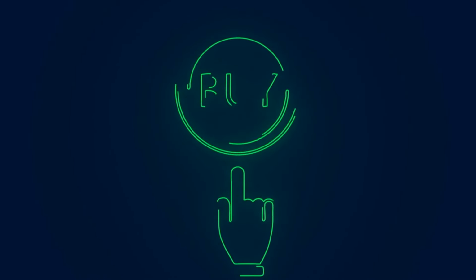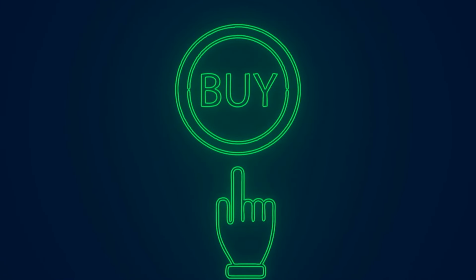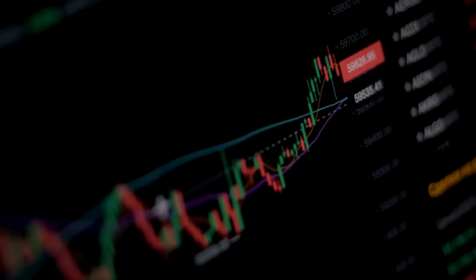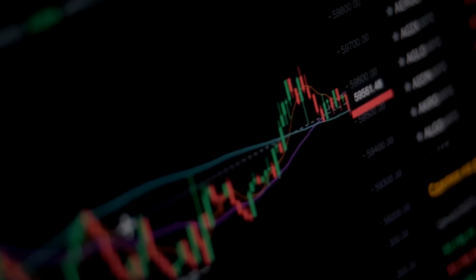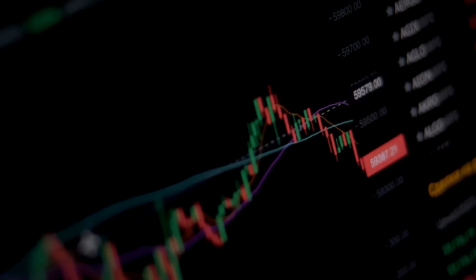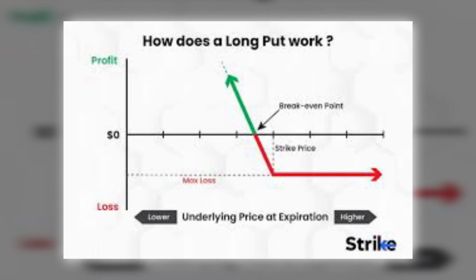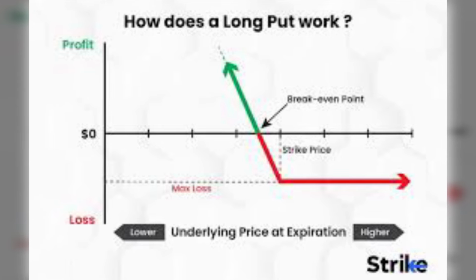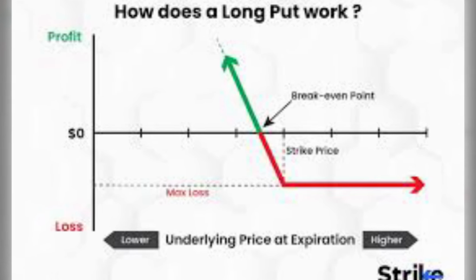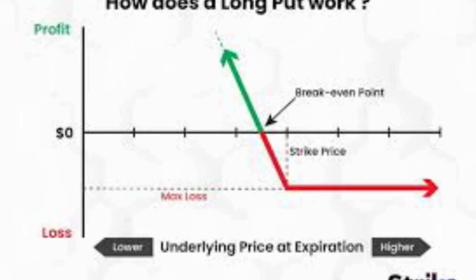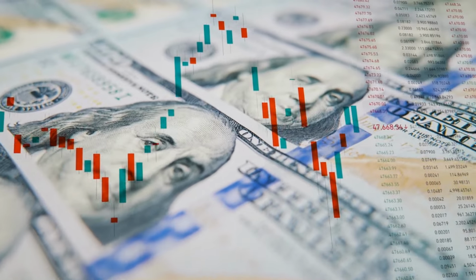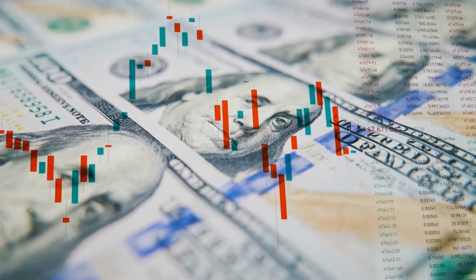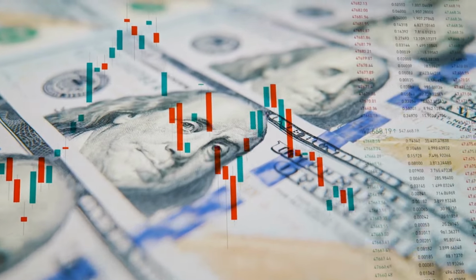How does a put option work? Let's say you buy a put option for a stock with a strike price of $50. If the stock price falls below $50 during the life of the option, you can sell the stock at the higher strike price and make a profit. For example, if the stock price drops to $40, you can sell it for $50, earning a $10 profit per share. As with a call option, you can also sell the put option to another investor before it expires.